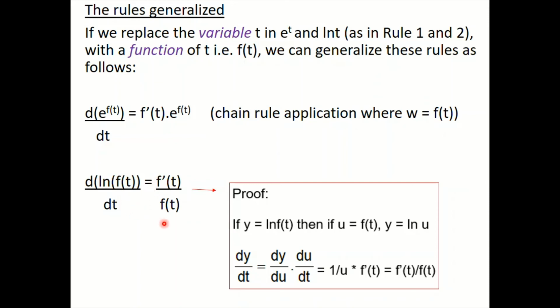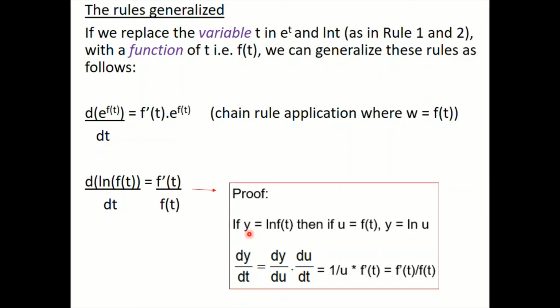And this rule tells us that, first of all, we have in the numerator the derivative of this function with respect to t. We would need to calculate that, and then in the denominator, we would rewrite what the function of t is. So fairly straightforward. To understand this rule here, we are also using a chain rule application.